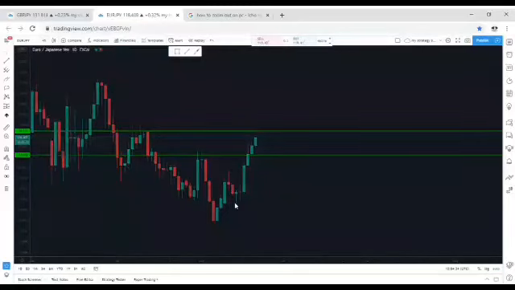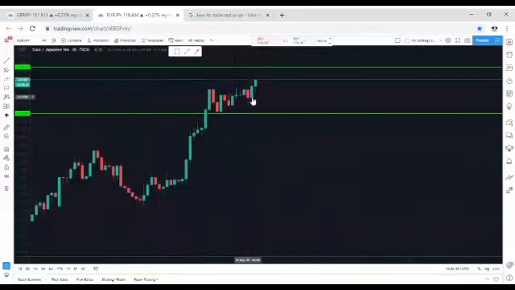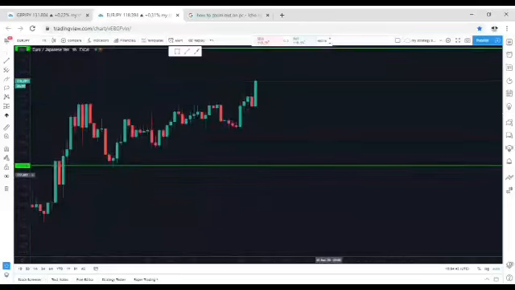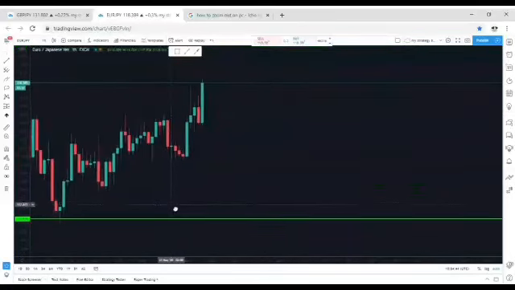So let's go to the 4 hours. Okay, it's doing the same thing. The 4 hours. Wow. This is a good trade for us, and we must not miss this. Now, this is the 1 hour.